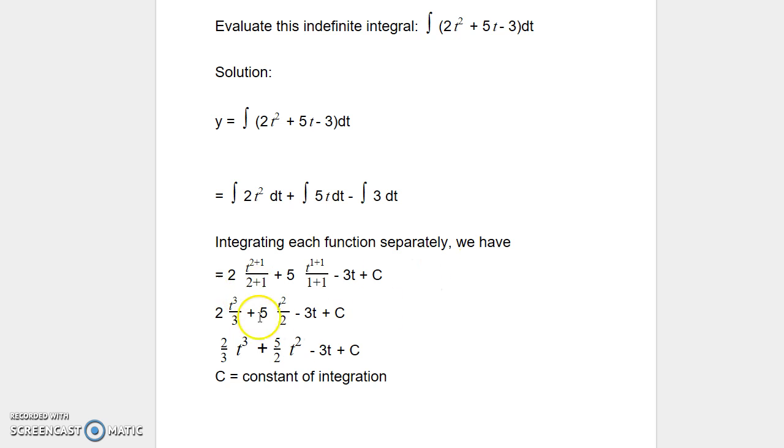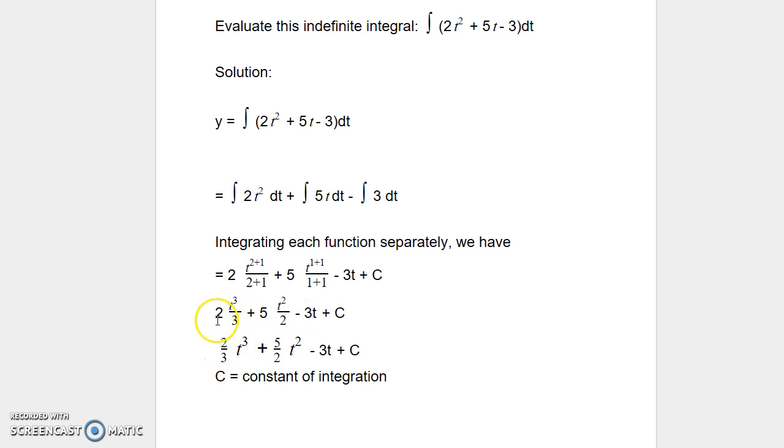So when we simplify this process, it converts to 2 times t to the power of 2 plus 1, which is t cubed as shown here, and then in the denominator we have 2 plus 1 which is 3, plus 5 times t to the power of 1 plus 1, which is t to the power of 2, and in the denominator we have 1 plus 1 which is equal to 2, minus 3 times t plus c. This is our solution.